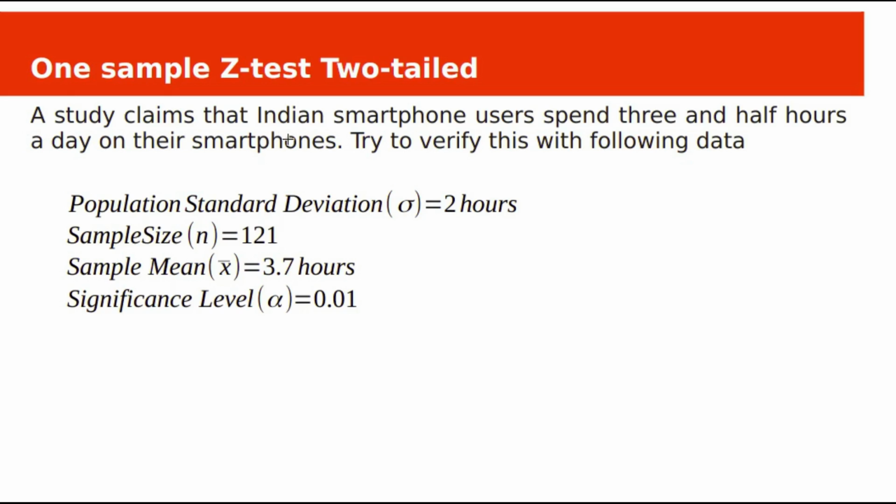A study claims that Indian smartphone users spend 3.5 hours a day on their smartphones. Try to verify this with the following summary data. Population standard deviation is 2 hours. Sample size 121. Sample mean 3.7 hours. We need to test the hypothesis at 99% confidence level, which means alpha will be 0.01.